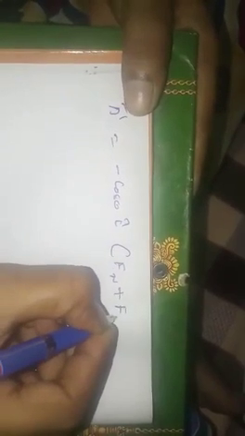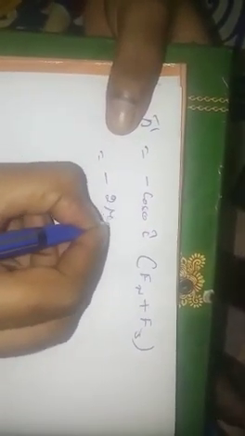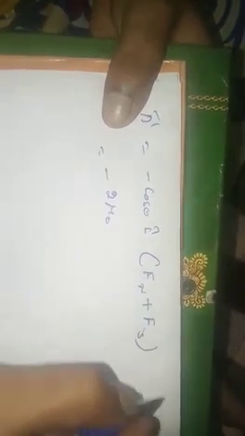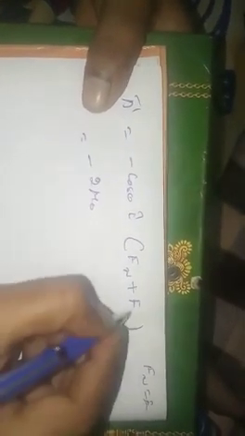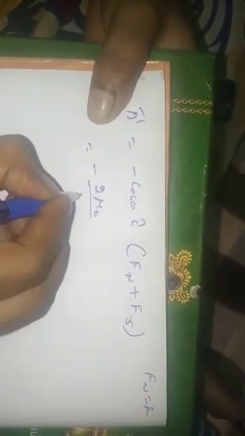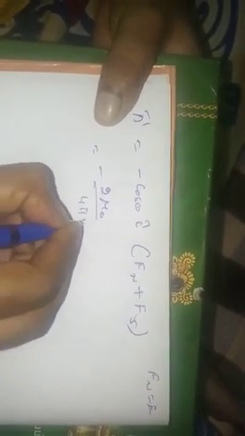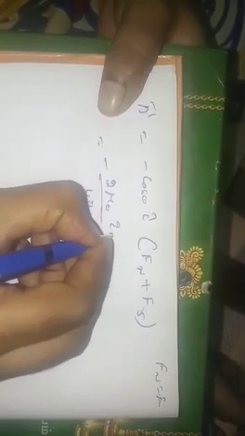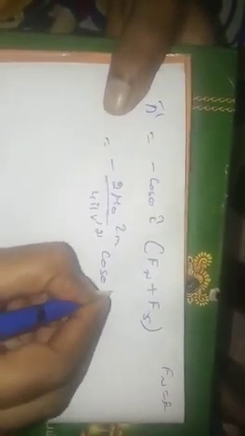Next, take the common term out. B vector is equal to minus cos theta I cap into Fn plus Fs. Substitute the value: minus 2 mu naught by 4 pi r dash square, Qm into cos theta I cap, since Fs is equal to Fn. Simply replace any one force.